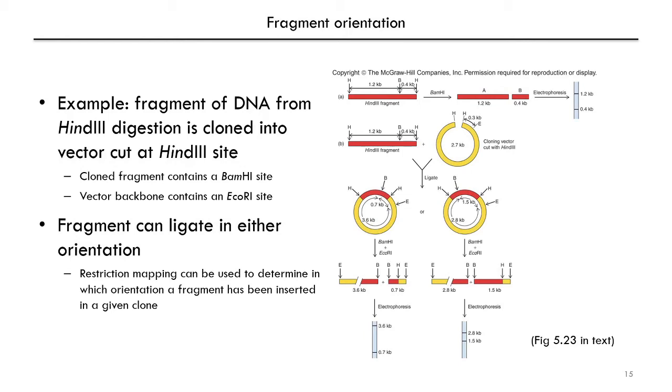In one scenario, the DNA was inserted in this orientation, and digestion with BamHI and EcoRI gives these fragments that are 3.6 and 0.7 kb. From the size of the fragments, you can work out that for this clone, your insert has been ligated so that the BamHI site is closer to the EcoRI site, compared to the alternative scenario, in which the fragment was inserted in the opposite direction, where your BamHI site is further away from the EcoRI site. In that case, BamHI and EcoRI digestion would give fragments that are 2.8 and 1.5 kb.